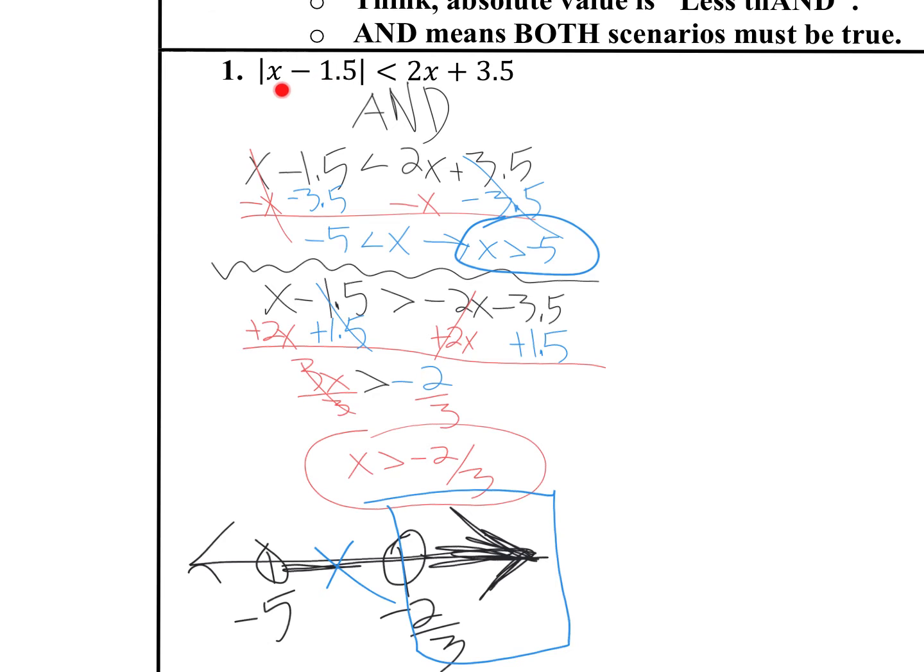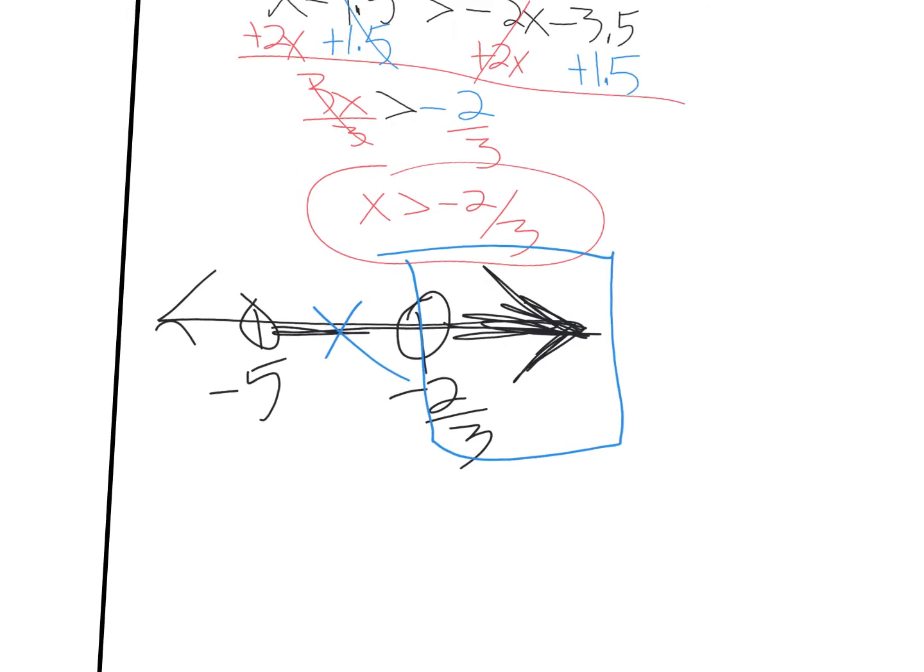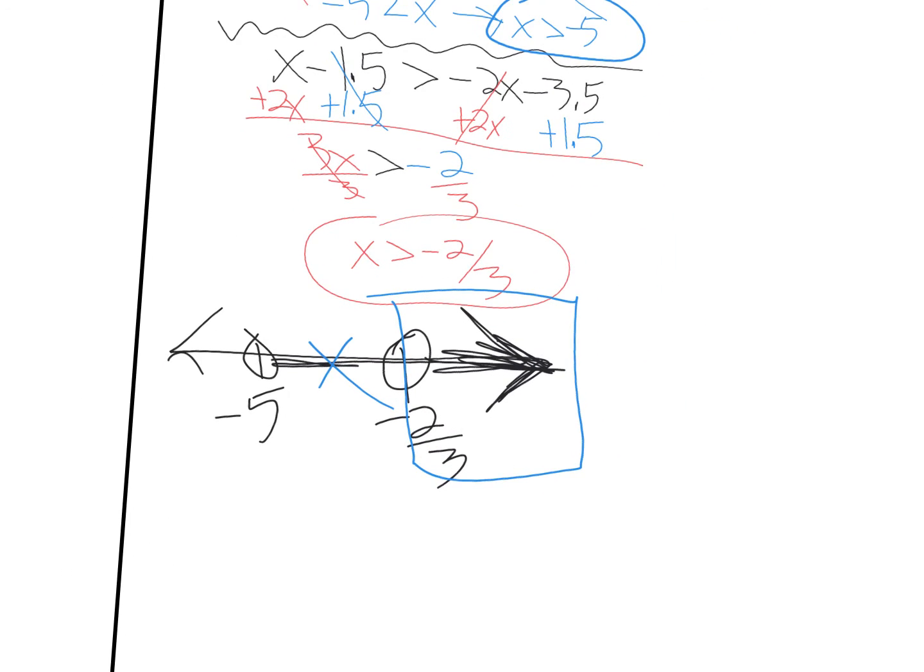0 minus 1.5 makes -1.5. Take the absolute value of that, it turns into +1.5. Then 2 times 0 is 0, plus 3.5 is 3.5. So is 1.5 less than 3.5? Yes, it is. That's a true statement. So you can always test your answer here by just plugging in a number that should fit it. So my final answer is just x is greater than -2/3.